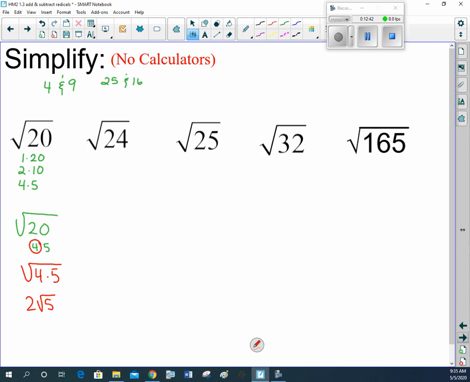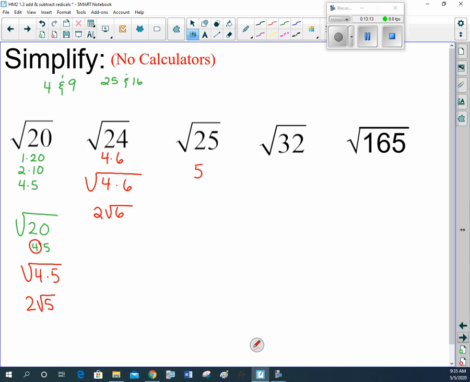Okay, so 24. Instead of writing down all the factor pairs, I'm just interested in the factor pairs that have a perfect square factor. So I know that 24 is divisible by 4. So 4 times 6. That would give me the square root of 24. Okay, so I'm going to reduce that. That's going to go 4 times 6. What's the square root of 4? 2. So 2 comes out, and the 6 stays there. Square root of 25, we should know that one's 5.